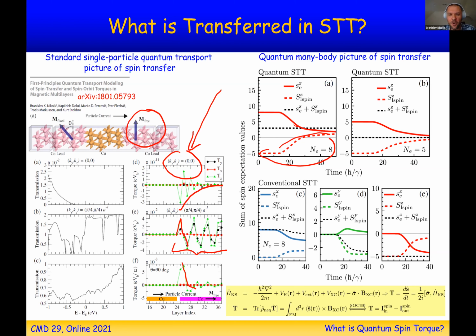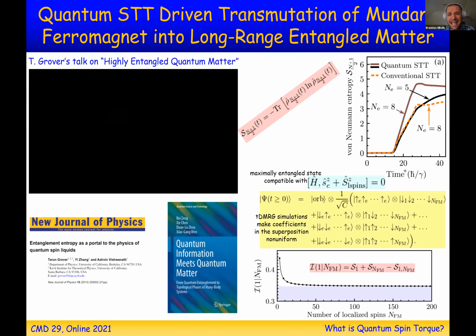But you never understand, like, okay, I see something is being averaged and something decays to 0, but how do I see that the electron is actually transferring angular momentum to local spins? And you never see this because you don't have both systems being discussed as quantum mechanical systems exchanging spin angular momentum, as you have in this fully quantum many-body picture. So now this system also generates long-range entanglement.